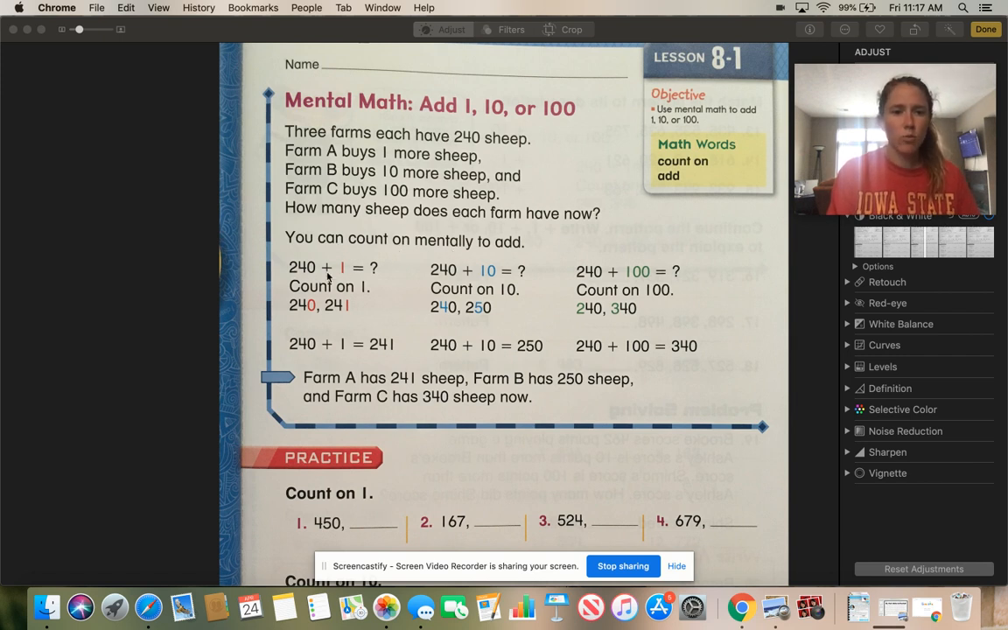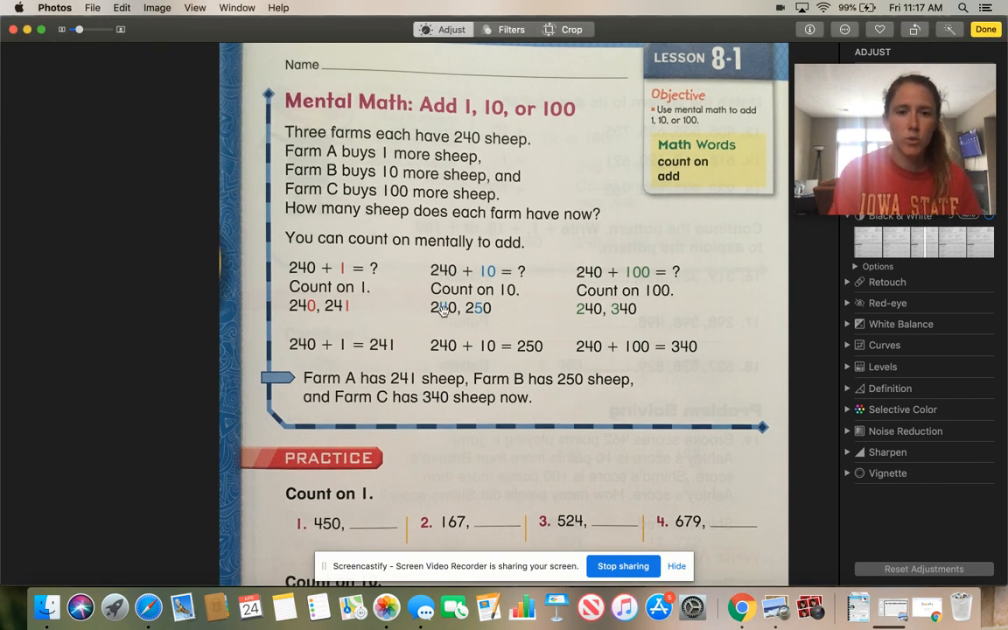So you could add 1 in the ones place. So 240 becomes 241. You could add 1 in the tens place. So it's like adding 10, but you just add 1 more in the tens place. So 240, 250. Or you could count on 100 and add 1 more to the hundreds place. So if you look, the hundreds place goes up by 1.